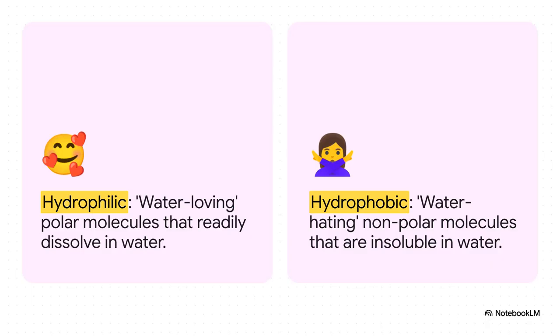Now, because water is such a great solvent, it basically divides the world into 2 camps. You have hydrophilic substances. That means water-loving. These are polar, and they dissolve easily in water, like salts or sugar. Then you have hydrophobic substances, water-hating. These are nonpolar, and they do not mix with water, like oil. This simple difference is absolutely crucial for everything, from your blood to your cell membranes.